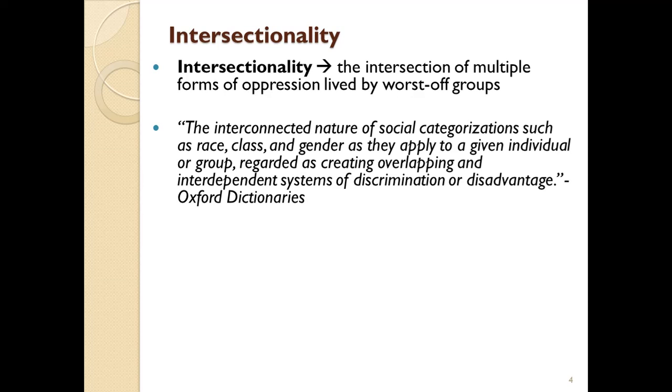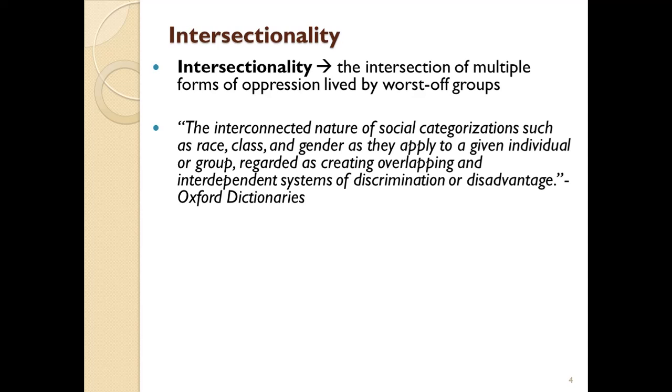So the interconnected nature of social categorizations such as race, class, gender, as they apply to a given individual or group, regarded as creating overlapping and interdependent systems of discrimination and disadvantage for these groups. So that's how the Oxford dictionaries define intersectionality. So we are looking at the different categories. For instance, while we say women are disadvantaged, not all women are disadvantaged similarly.